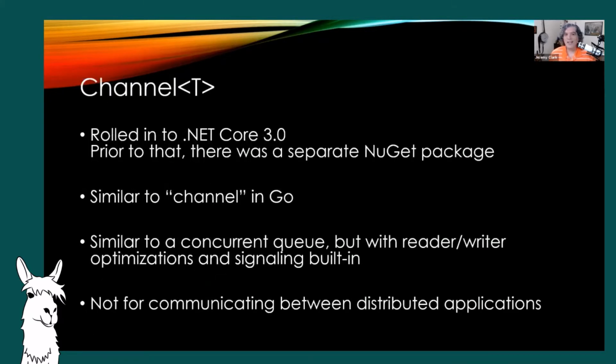So a little bit about channel of T. This was rolled into the standard stuff in .NET with .NET Core 3.0. And I just found out yesterday that it existed before that as a separate NuGet package that you could install. So I'm learning new stuff about this as well.